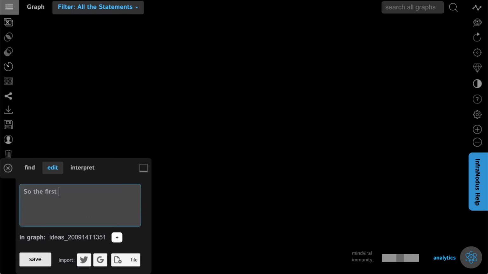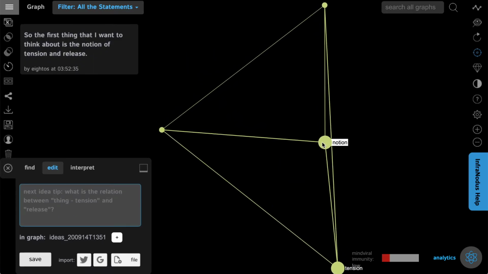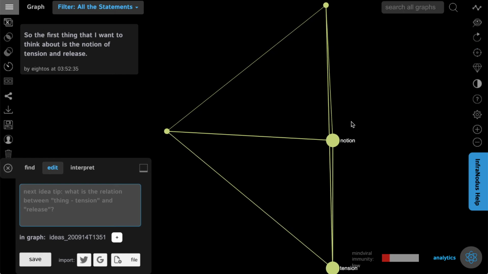So the first thing that I want to think about is the notion of tension and release. As you can see, when we type in the words into Nodus, they're visualized as a graph, where the words are the nodes and the co-occurrences are the connections between them.